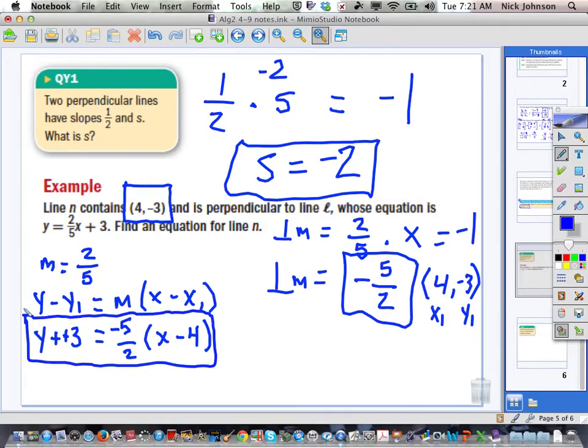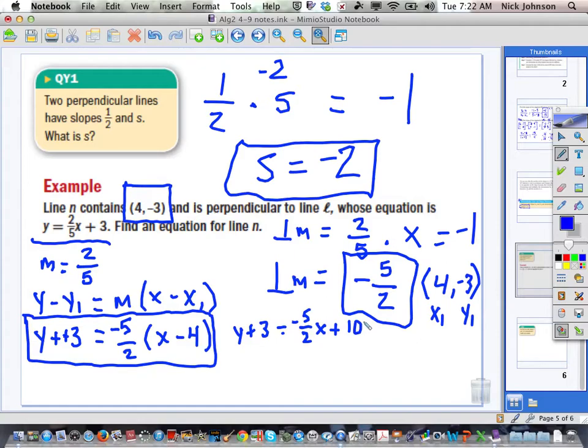Now, what if you wanted to put it into the same form as you see right here? Well, all you have to do is solve for y. So let's solve for y just so you can see that. I got y plus 3 is equal to a negative 5/2 times x, which is a negative 5/2 x, and a negative 5/2 times a negative 4. Negative times negative is a positive. 2 goes into 4 twice. 5 times 2 is 10.